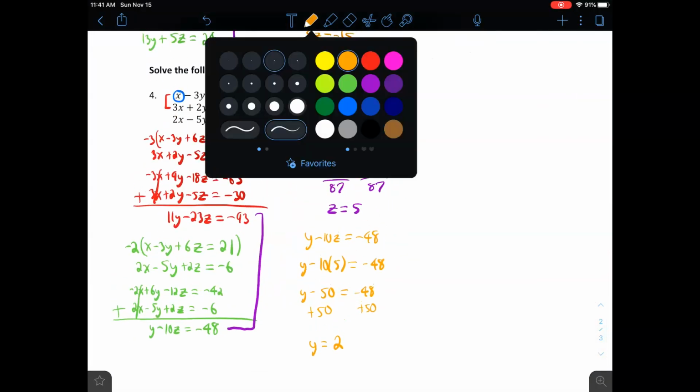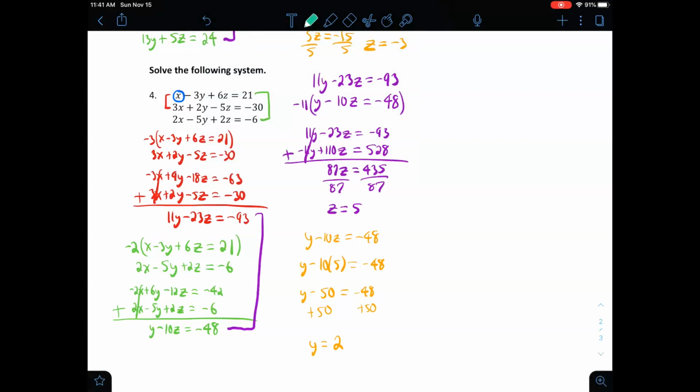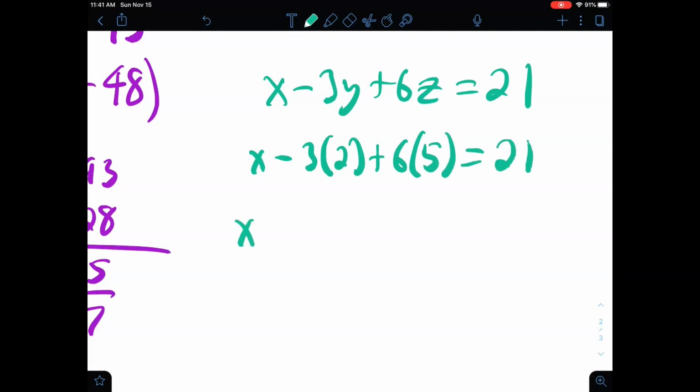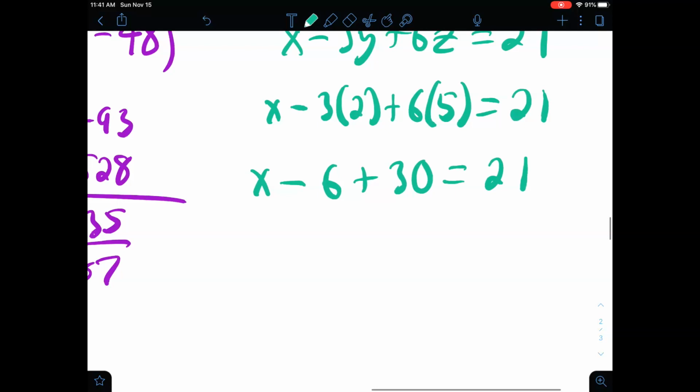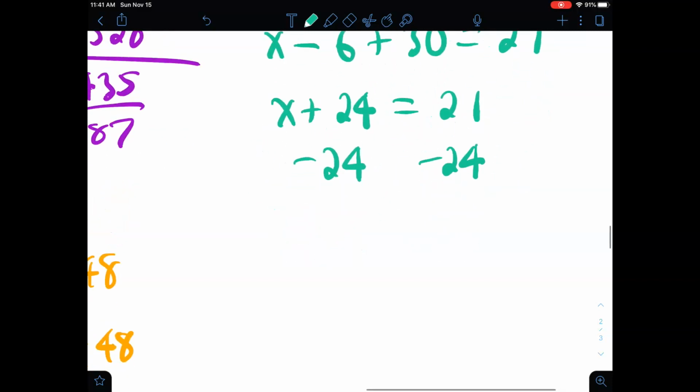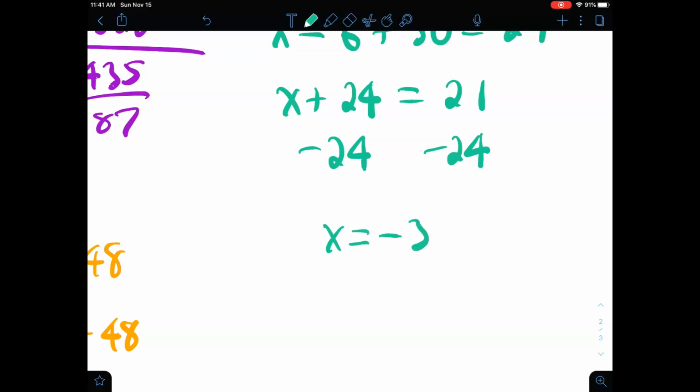All right. And now we got y and z. We still need to solve for what? We're missing x. So I'm going to plug into the top equation because it's got a 1x there, which is really nice. You don't have to divide by anything then at the end. All right. So we had x minus 3 times y, which was 2, plus 6 times z, which was 5, equals 21. Negative 3 times 2 is negative 6, plus 6 times 5 is 30. And negative 6 plus 30 is positive 24. Subtract 24 to solve for x. X is going to be equal to negative 3.